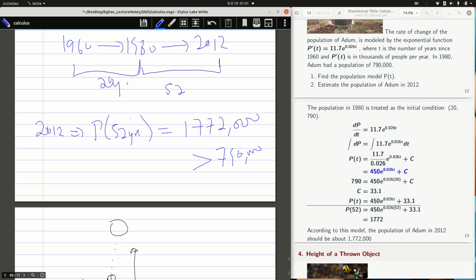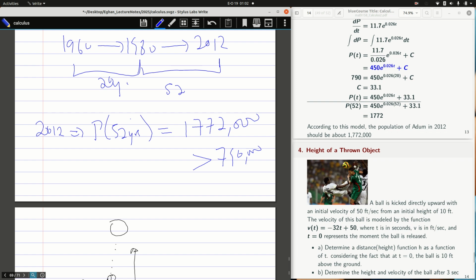Why? Because the population model is growing exponentially. It is not decaying. So that is our final answer for the day. I think I have one more. I thought that was the last example. So let's take the last example here.